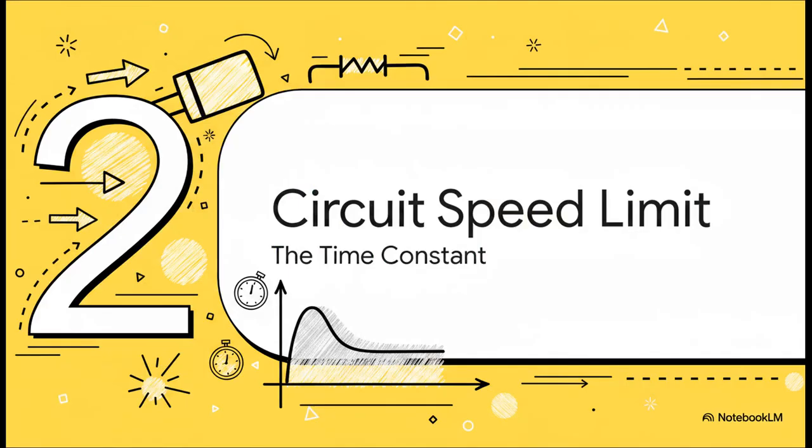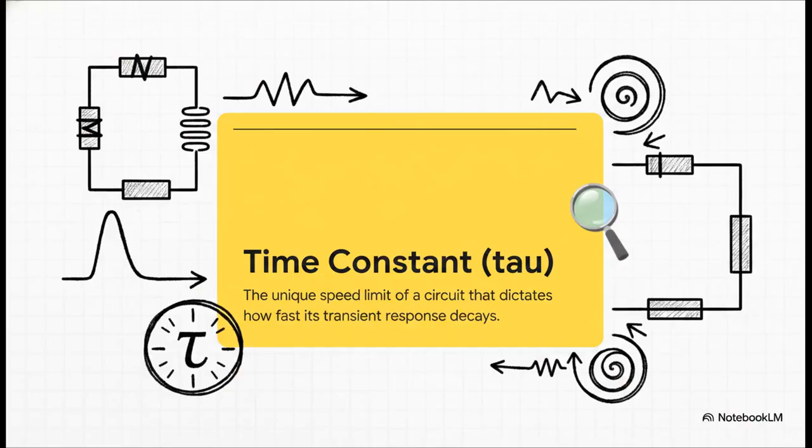Section 2. The circuit's speed limit. So, if circuits need time to transition, how do we actually know how long it's going to take? Well, we use a very special metric. If we completely strip away the noise of the equations, we're left with this beautifully simple concept, the time constant, represented by the Greek letter tau.